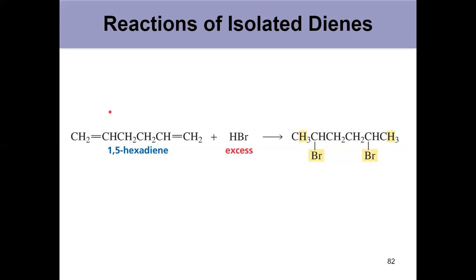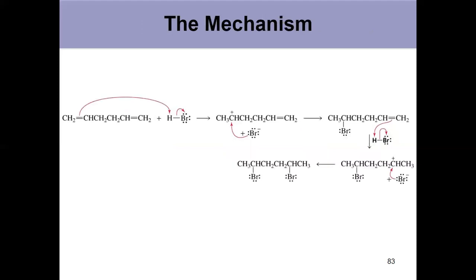As we look at the mechanism, nothing here is brand new. You do it with one pi bond, and then you do it with the other pi bond. If you would have shown this one reacting first, that would be totally fine as well, because there's nothing new. You just do the reaction twice as long as there's an excess of this HBr.